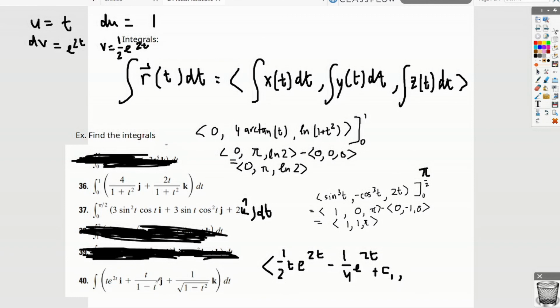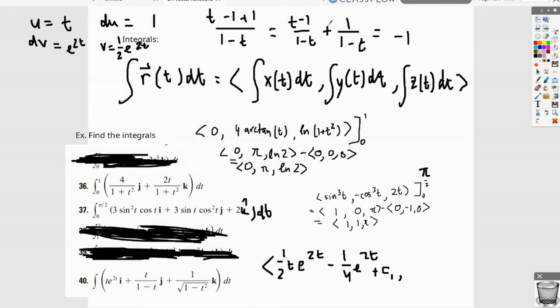Next, t over 1 minus t. We could actually rewrite that function. How we would rewrite it is t over 1 minus t is equal to t minus 1 plus 1 over 1 minus t, which is equal to t minus 1 over 1 minus t plus 1 over 1 minus t. This is easy to integrate. This is negative 1, because it's 1 minus t flipped.